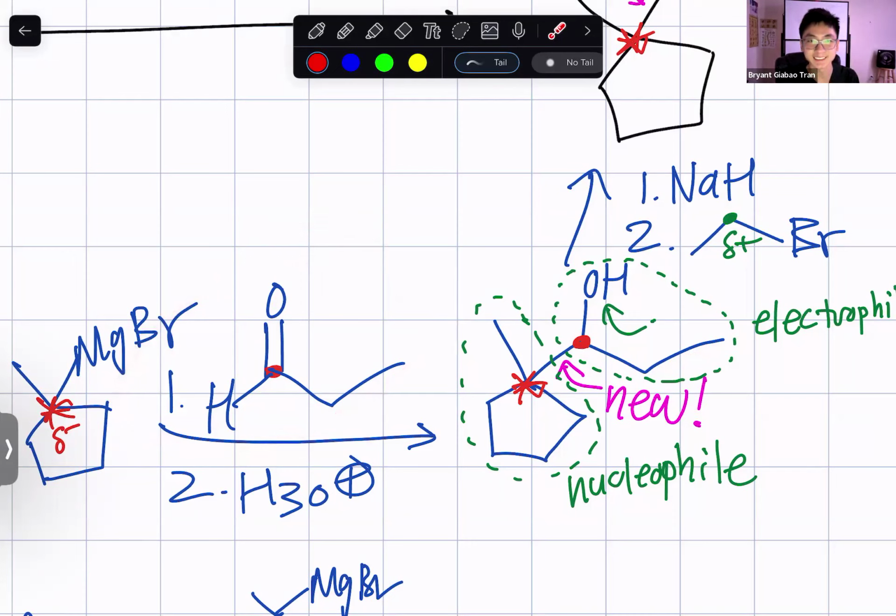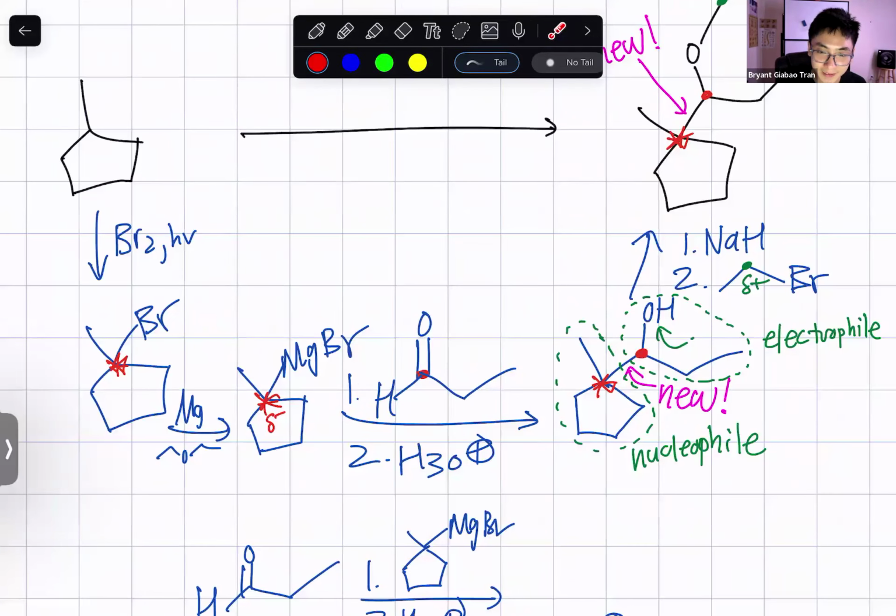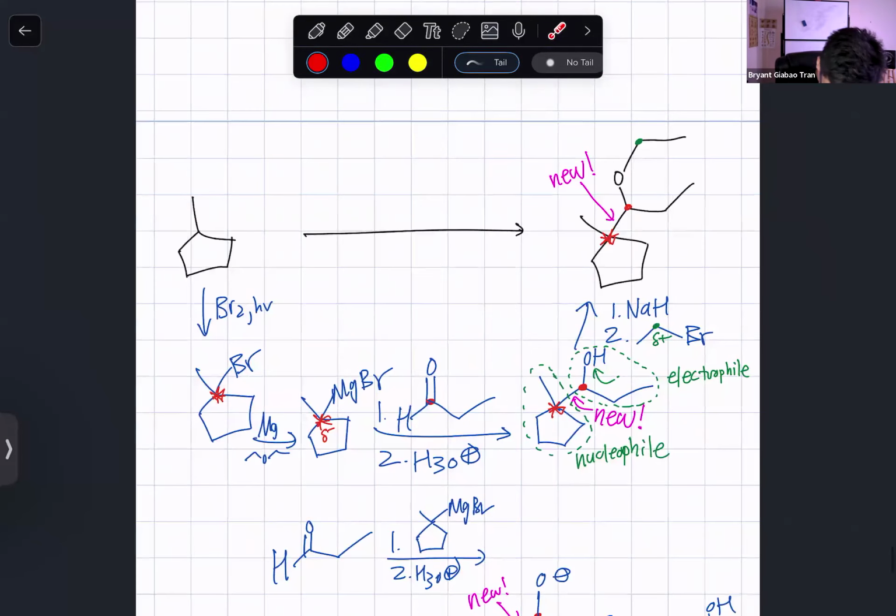Right. Nice. Any questions on this? Does this make sense? This overall synthesis problem here?